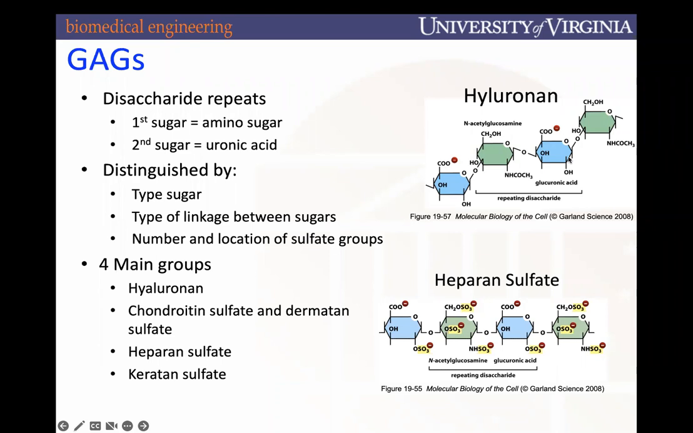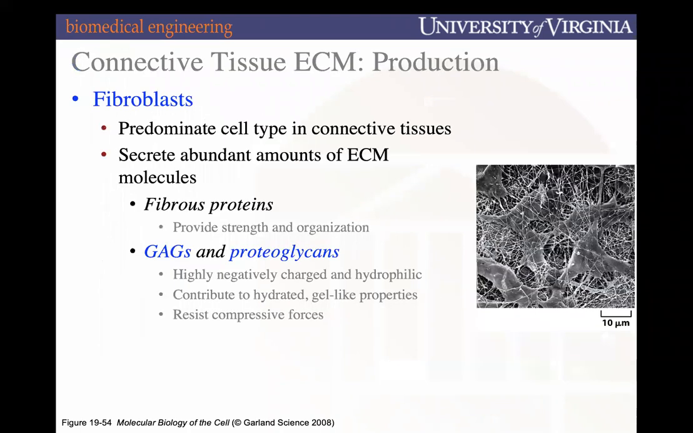Okay, so we're going to pick up where we left off from last class. We left off talking about fibroblasts being the predominant cell type within connective tissue, and the predominant cell type that also secretes most of the ECM molecules, particularly within our connective tissue ECM.